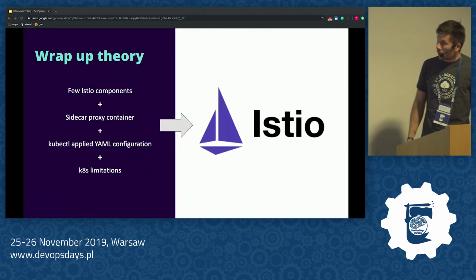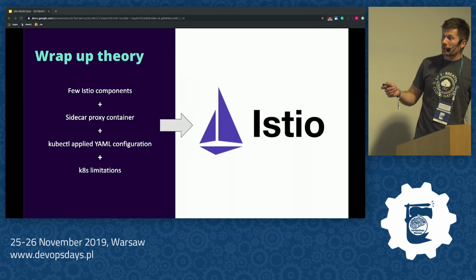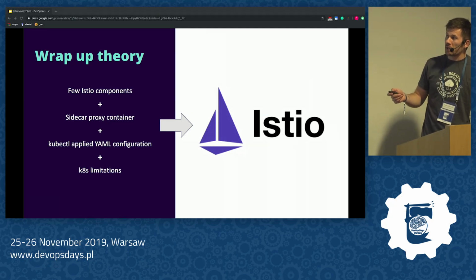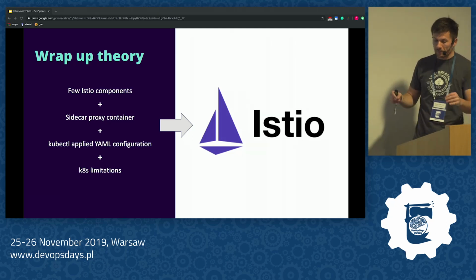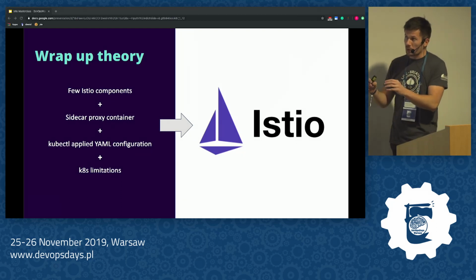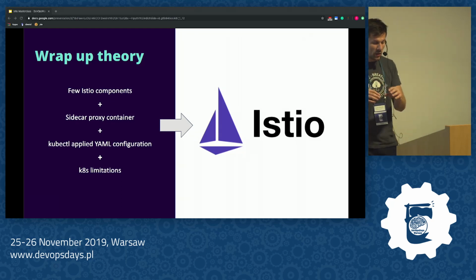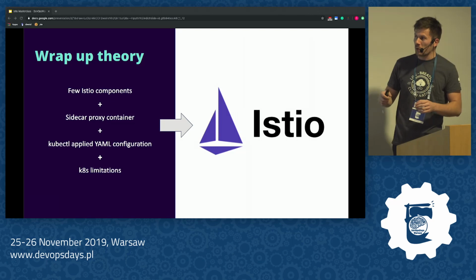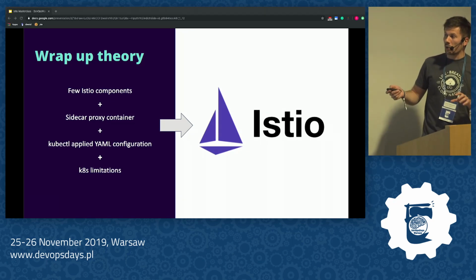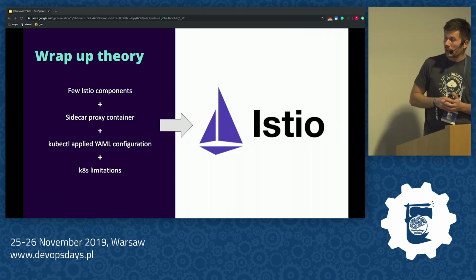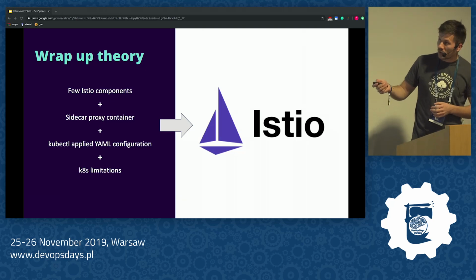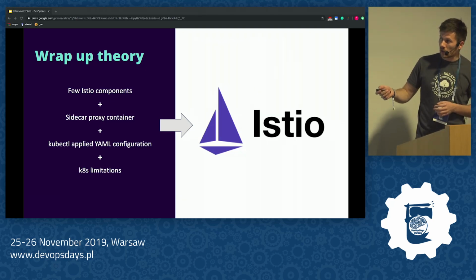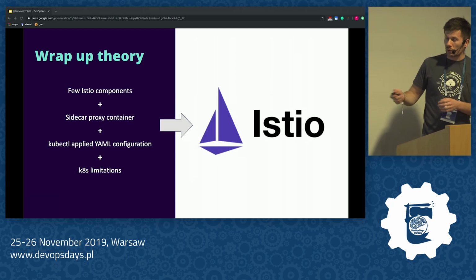Yeah, so to wrap up the theory so far, basically what Istio is: a few components, a few microservices which run in the Istio system namespace, if you install it, of course. Then we have that sidecar proxy container which attaches to any deployment and hijacks the traffic, and that's the one which manipulates the traffic.